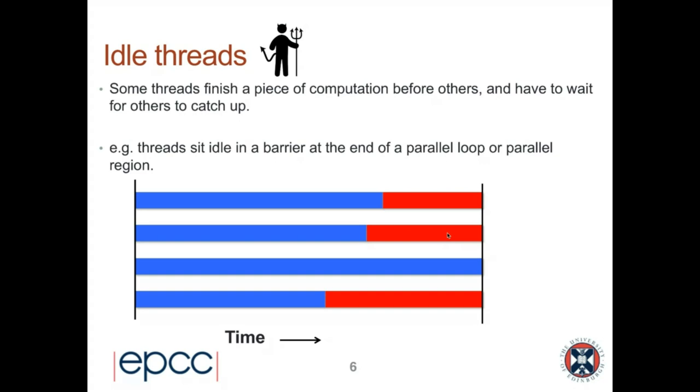What this diagram is supposed to illustrate is time flowing from left to right, and I'm showing the status of four threads executing, say, a parallel region. The blue piece represents the threads doing useful work, and the red piece is where they are having to wait. You'll see that the blue section is on the third thread, and the other three threads have to wait at the barrier for the third thread to arrive. They finish their computation earlier, so they enter this red state, where they're sitting waiting for the third thread to finish its work, and that's essentially idle thread time. That's a source of overhead and a potential source of poor speedup.